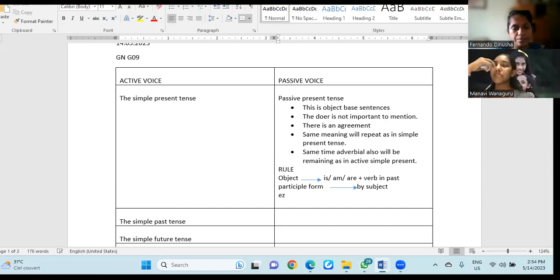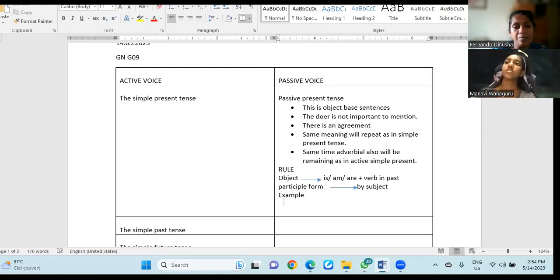Teacher, what is the Sinhala name for passive voice? Sinhala name for passive voice, karma karaka. Okay, teacher. Karma karaka. Active voice means katru karaka. Okay.